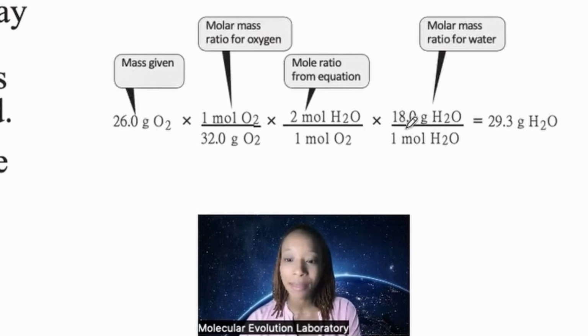So the 18 basically means that there are 2 hydrogens. Remember that hydrogen has an atomic mass of 1.01. So this is 1.01 times 2, that would give you 2. Oxygen is 16, so 16 plus 2 will give you 18 grams of H2O. Divide by 1 mole of H2O, and that basically gives you 29.3 grams of H2O.